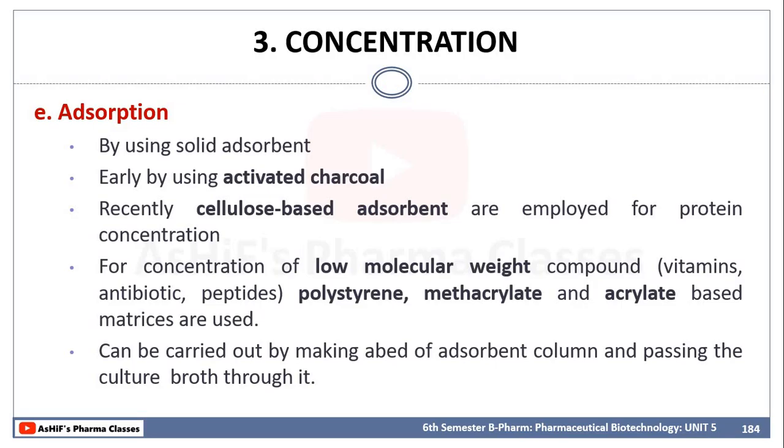It is mainly used for the concentration of low molecular weight compounds like vitamins, antibiotics and peptides. Then polystyrene, methacrylate and acrylate based matrices also can be used. So that is the adsorption method.